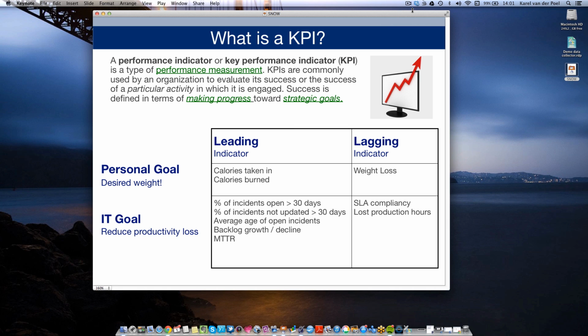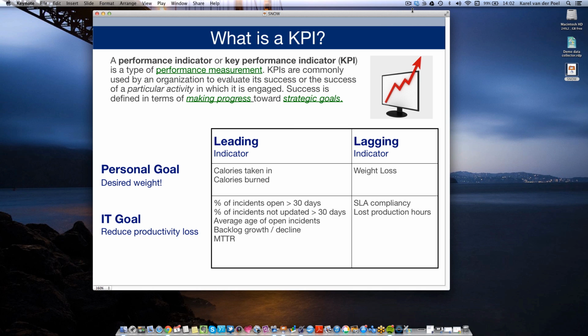The same thing within IT. Within IT, one of the most commonly used lagging indicators is incident solved within deadline, or incident solved within SLA compliancy. It tells us something about how we have performed in the past, but it doesn't help us to improve our performance in the future. In order to improve our performance in the future, we need to focus on indicators that are directly related to the activities of our IT department.